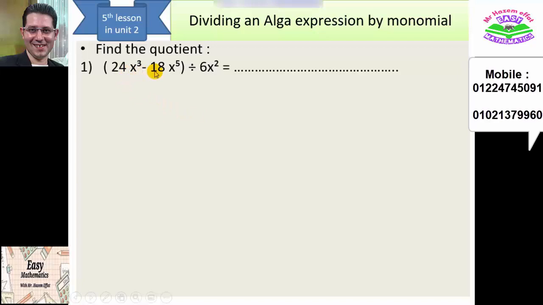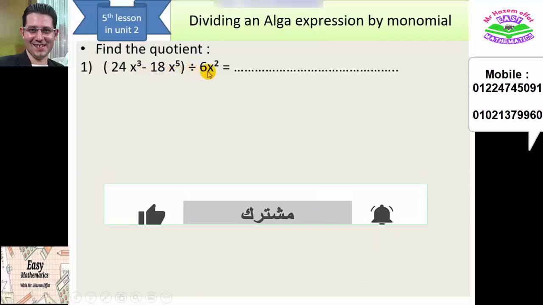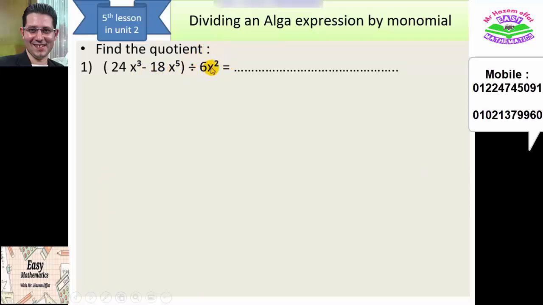He gave me here the algebraic expression 24x^3 minus 18x^5, divided by the algebraic term or monomial 6x^2. Before dividing, we must divide 24x^3 by this monomial, and we divide negative 18x^5 by this monomial. We must remember this rule: subtract the powers when dividing like bases. When we divide like bases, we must subtract their powers.